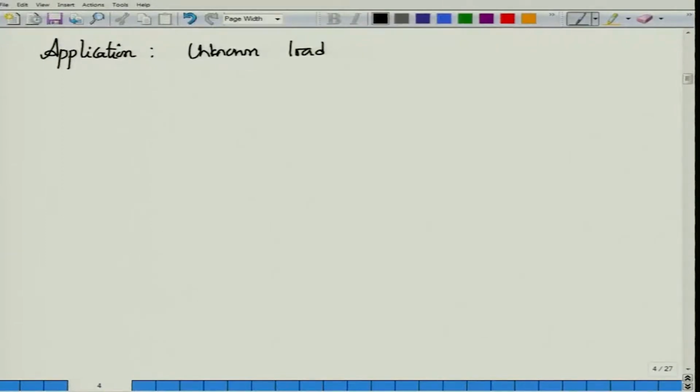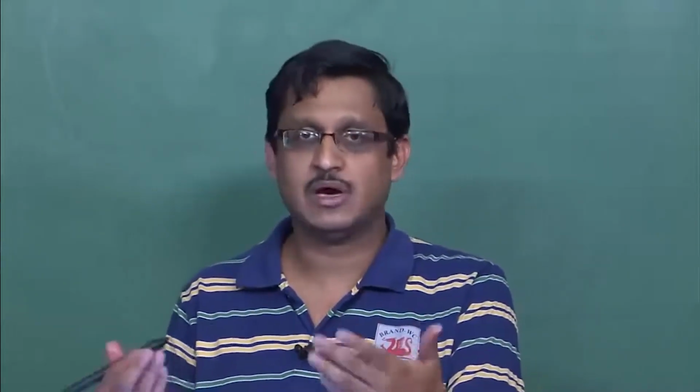In this application we do not know what the load is. In fact, that is one of the reasons why we are studying this application, because we want to measure that impedance value. So, I do a few measurements, and from the measurements I should be able to extract the unknown load. This problem usually occurs when you want to perform impedance matching.